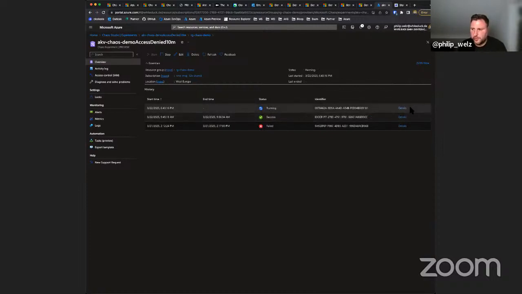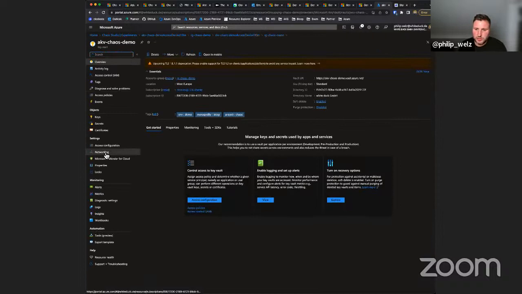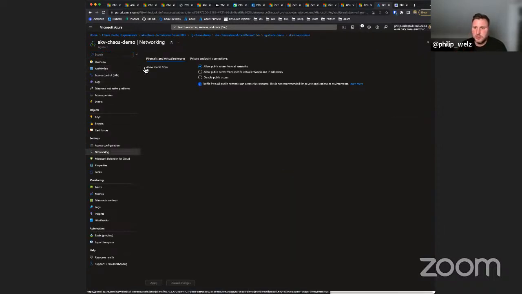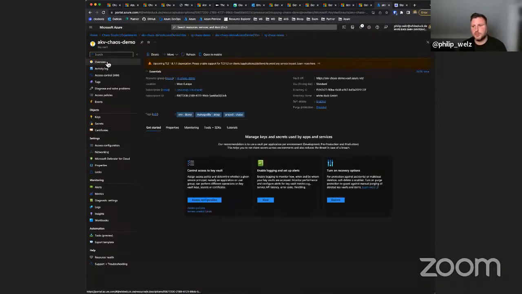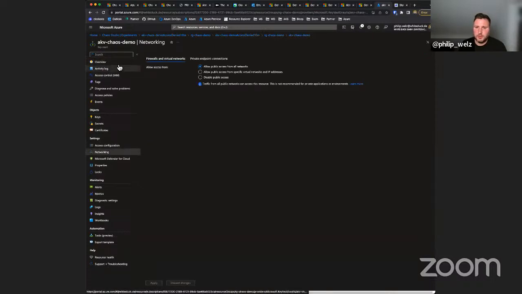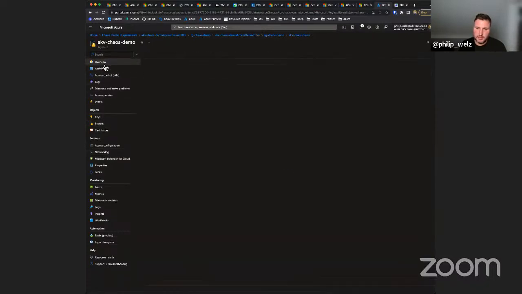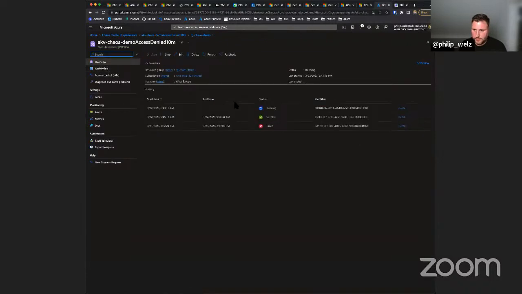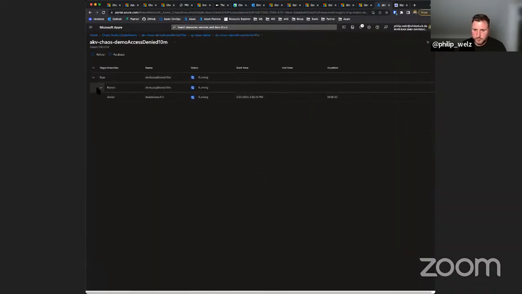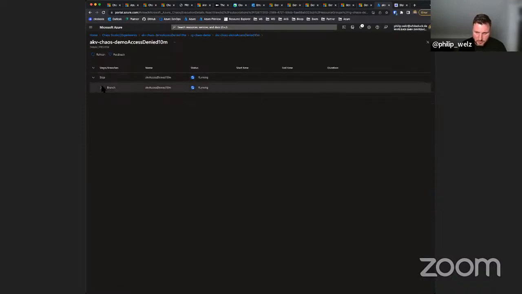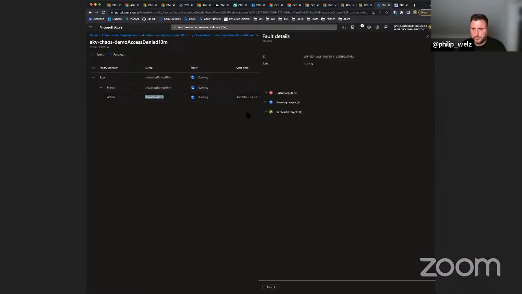It's better. So now it's running and it will take some time for sure, but I will go on the Key Vault and check the networking. Okay, it's still on public access. Like I said, it will take some seconds. Let's see, secret. I still have access. Okay, it's running. I can see here my step. My branch or my action is deny access. I can also see on which target it is running. So it's on my AKV chaos demo.